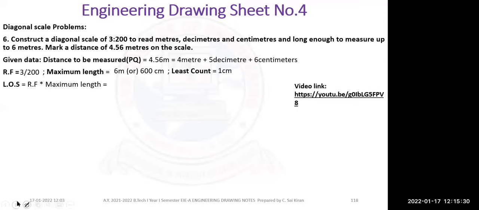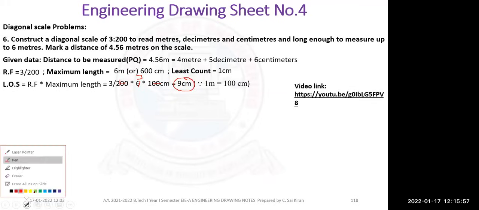So you have to calculate the LOS. Has anyone calculated the LOS value? RF into maximum length: it is 3/200 into 6 multiplied by 100. Here the 0 and 0 get cancelled, and 2 is cross multiplied with 3. So the total distance is 9 centimeters. So you have to draw the LOS as 9 centimeters.